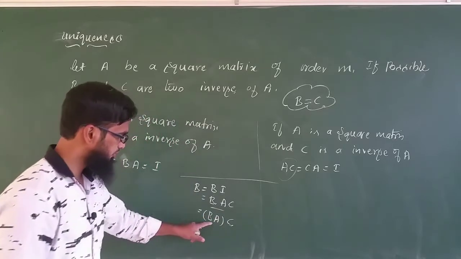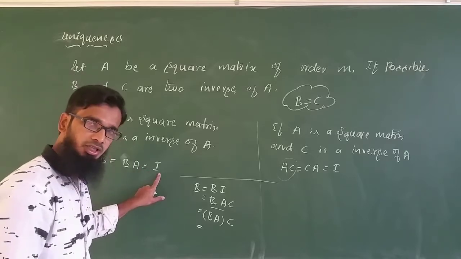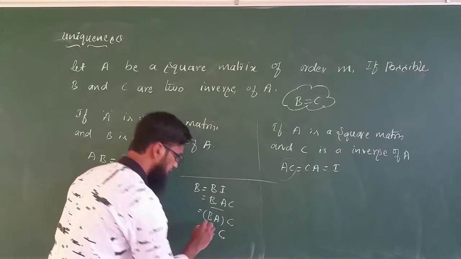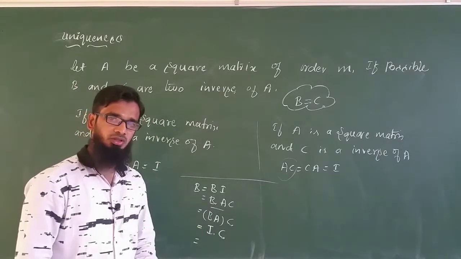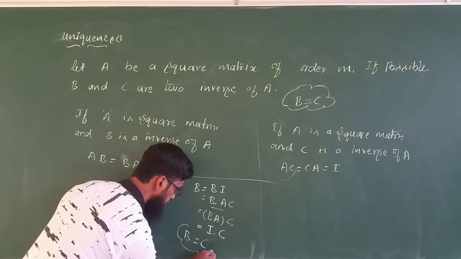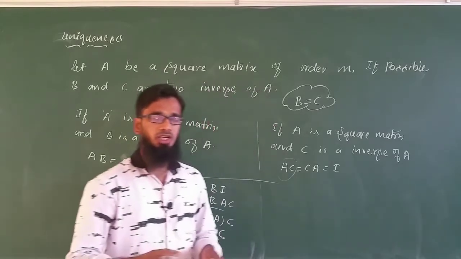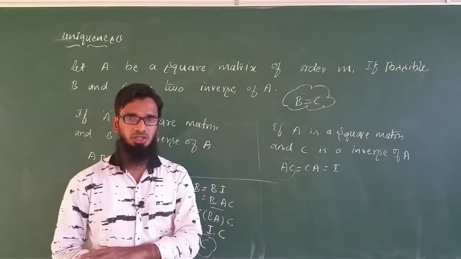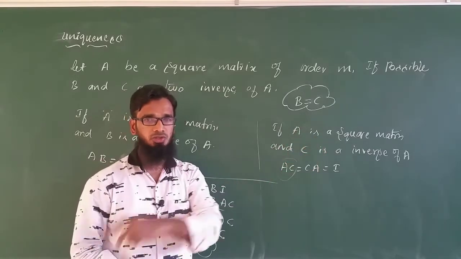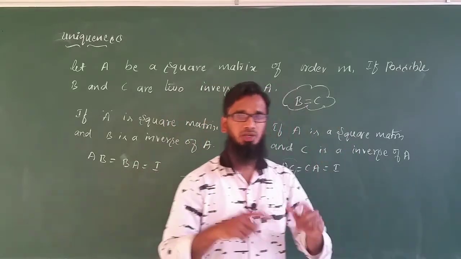Now this B into A is nothing but the identity matrix, from the earlier equation, so I write I here, and then C. Now I into C is nothing but C itself. So the left hand side B is equal to C. Finally, if matrix A has an inverse B and also an inverse C, then B and C are the same, so the inverse is unique.